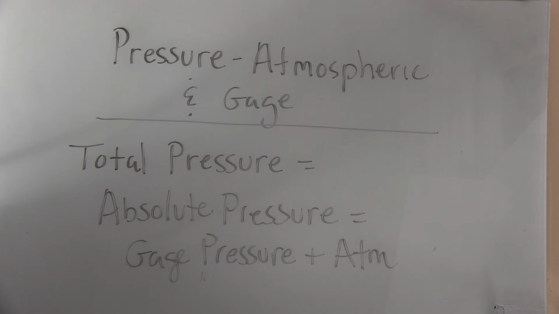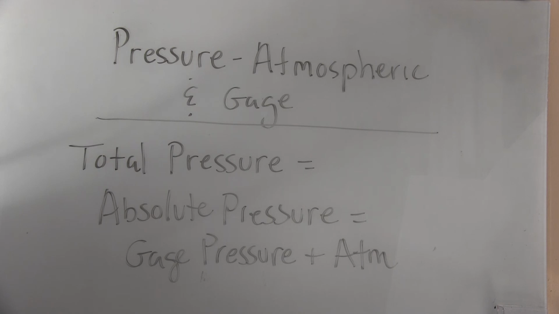Absolute pressure and gauge pressure. If the pressure inside a car tire is equal to the atmospheric pressure, then the tire is going to be flat. The only reason the tire stays firm and inflated is because the pressure inside the tire is greater than the pressure outside the tire, which is atmospheric pressure.